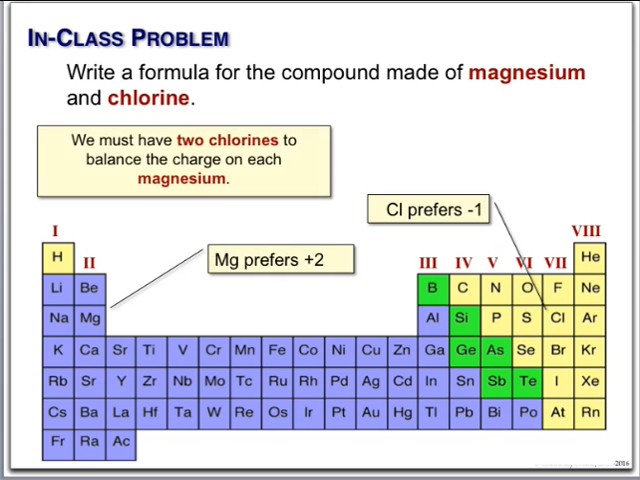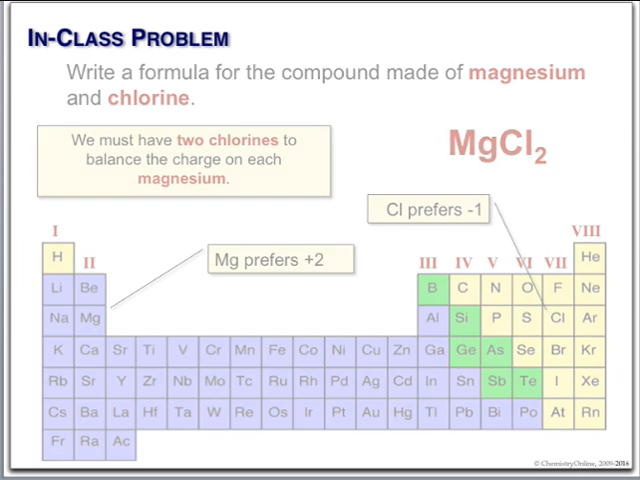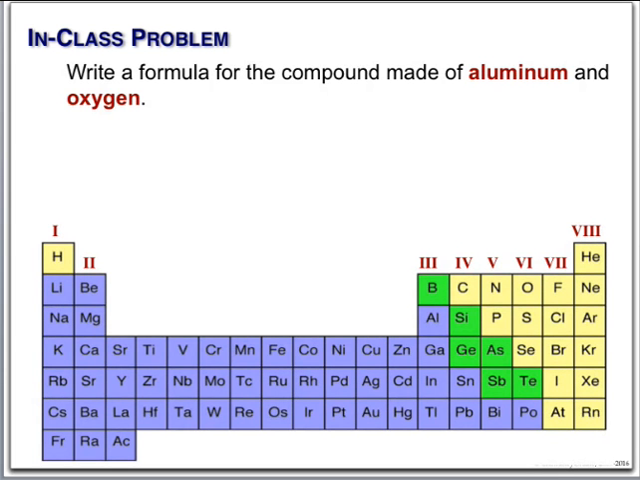So we have a +2 and a -1. To get neutral, what do we need? We need 2 chlorines to every magnesium. And how would you write that? You would write Mg for your magnesium, and then Cl with the subscript 2 for chlorine. 1 magnesium and 2 chlorines. Now, the only time this exercise gets the least bit confusing, I think, is if you have something like aluminum and oxygen.